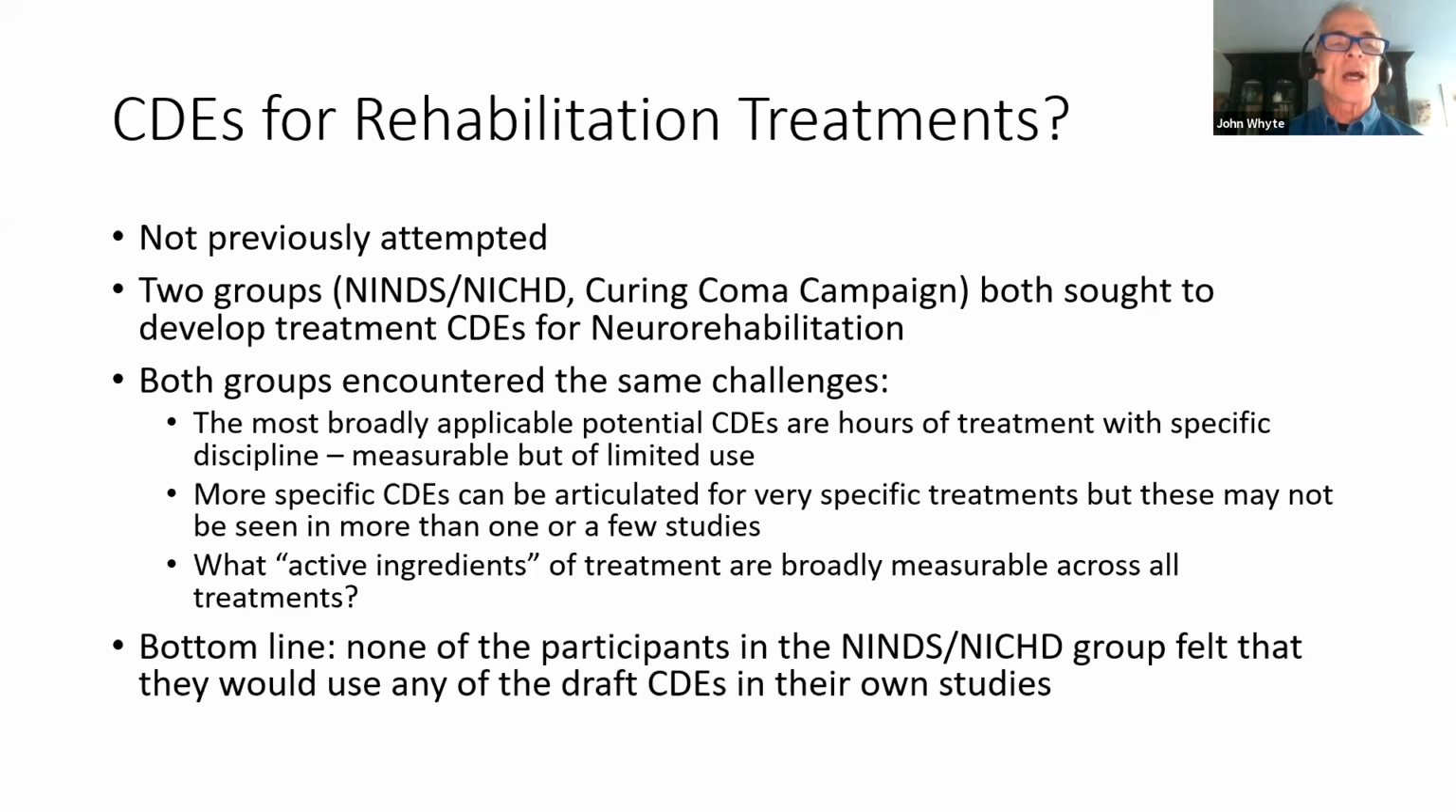The bottom line in both of these committee activities was that none of the participants thought that they would use any of the draft CDEs that were put forward, because we thought none of them were actually informative or useful. So what should we do if we can't do CDEs? Next.